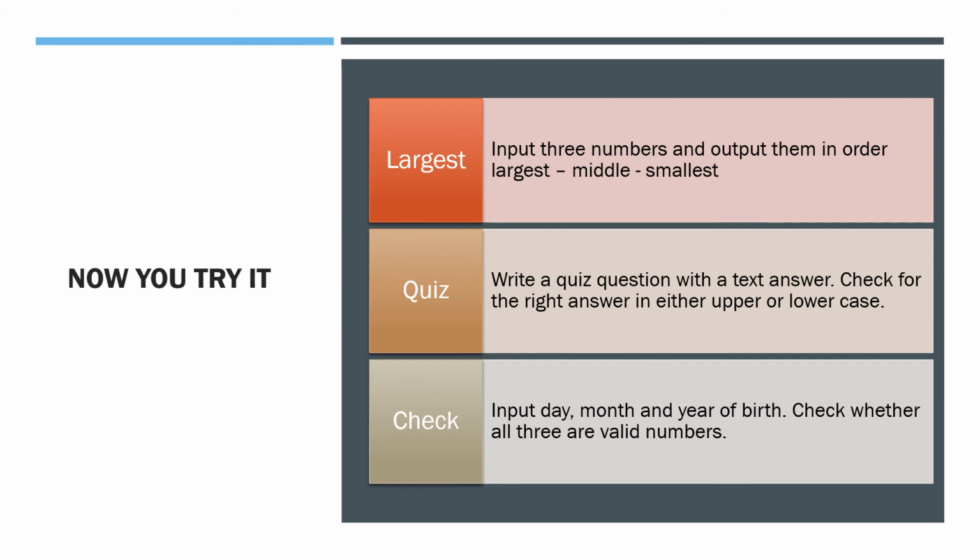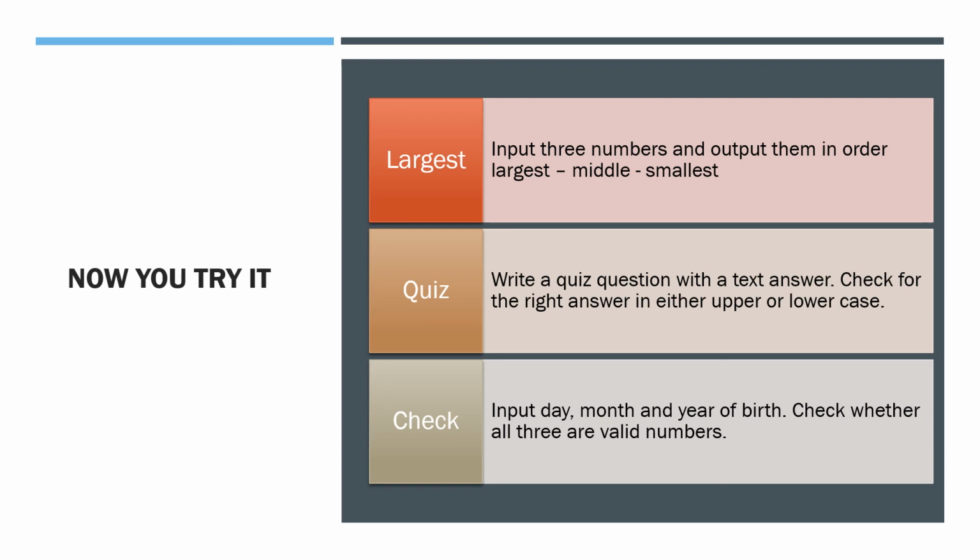So here's some examples for you to have a go at, and this will test if you've really been paying attention to what we've been doing over the last 3 lessons. Write these 3 programs. One where the user inputs 3 numbers and then the numbers are output in order: largest, middle value, smallest value. Write a quiz question where the user enters a text answer and tell them if it's the right answer, whether they've entered it in upper or lowercase.